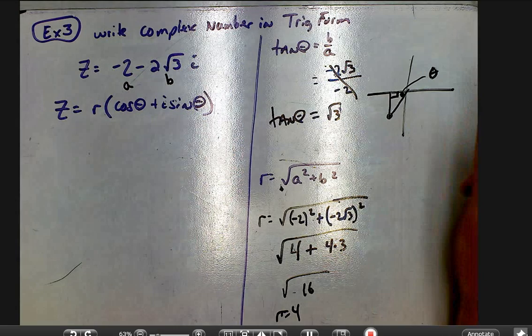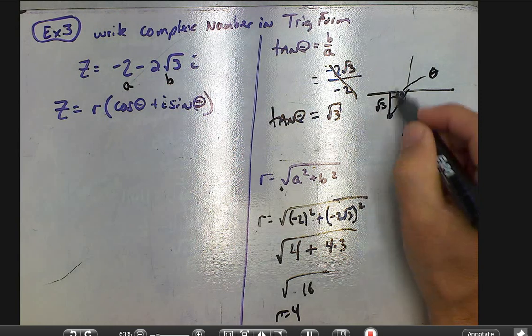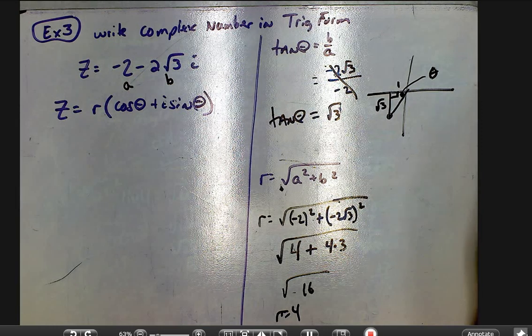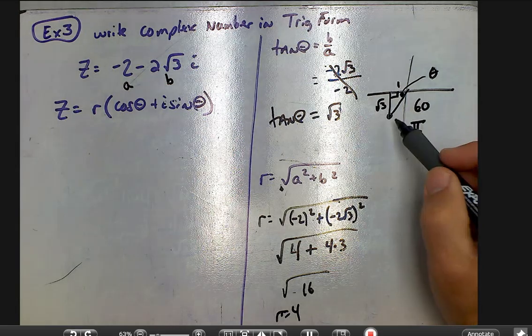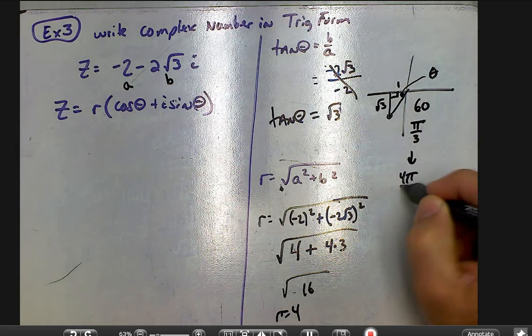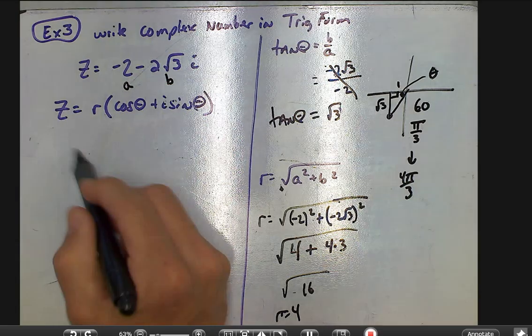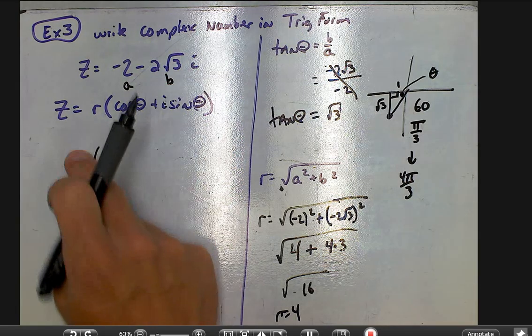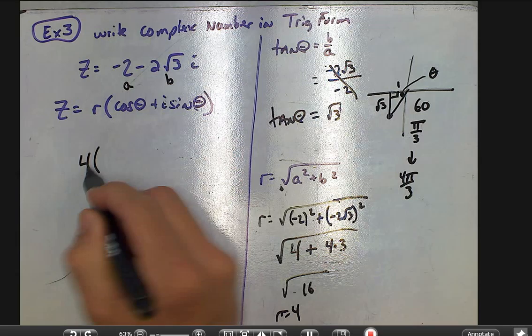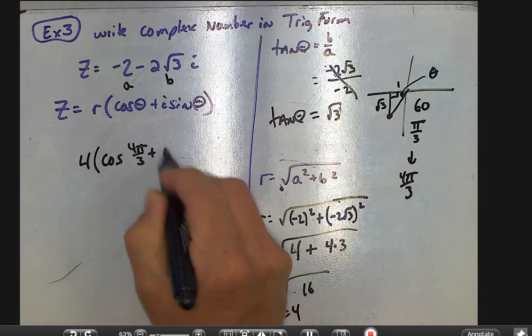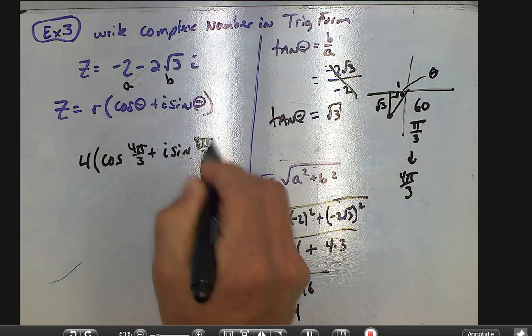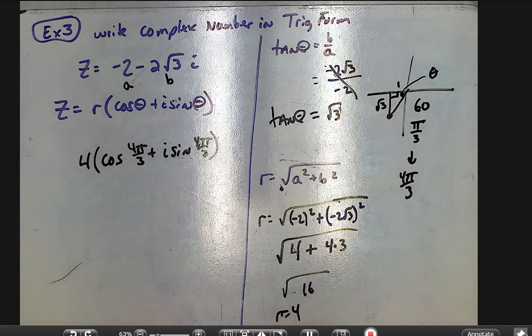And so tangent is opposite over adjacent. And so that should look like a 60-degree angle, which is pi over 3. But since it's in the third quadrant, we know it's going to be 4 pi over 3 is our angle. So R is 4, so 4 times the cosine of 4 pi over 3 plus i sine 4 pi over 3, and that is the answer. Go ahead and try number 29 there.